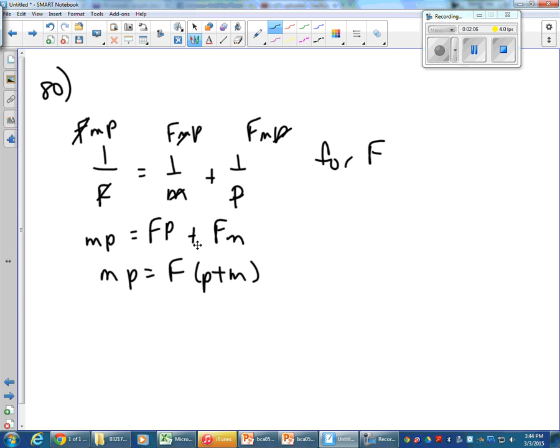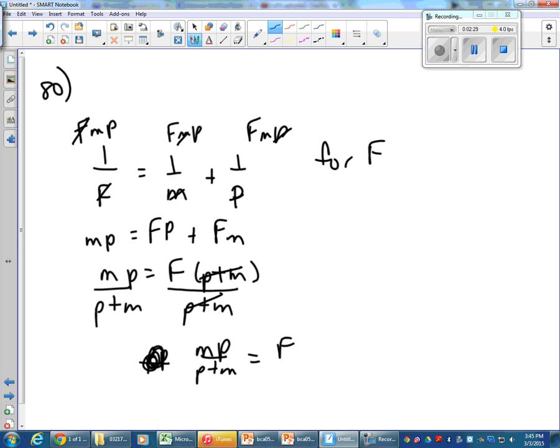F times p plus f times m is the same thing as f times p plus m. So then if I want to get f by itself, all I'd have to do is divide both sides by p plus m, and that would be my answer. mp, oh, whoops, I wrote that wrong. mp over p plus m equals f. These cancel out. So that's one way, that's a rational equation.